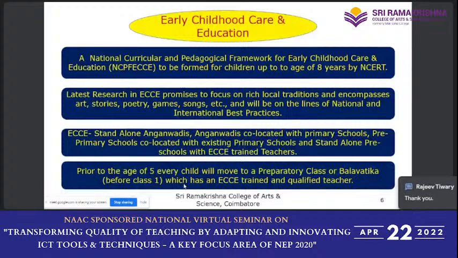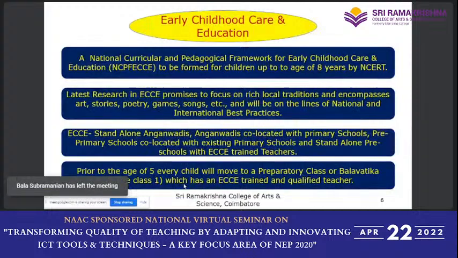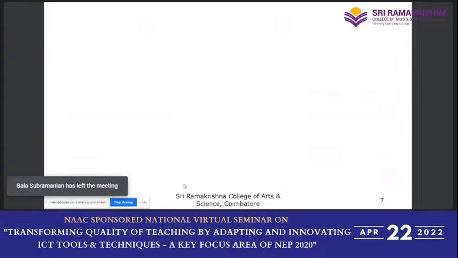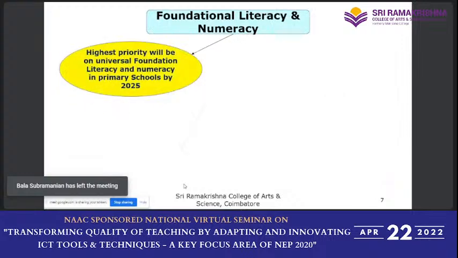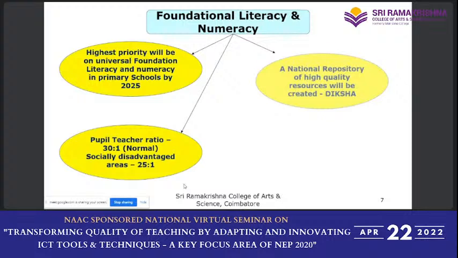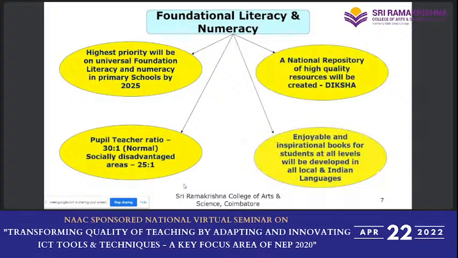Also, prior to the age of 5 years, every child will move to a preparatory class or Balavatika, with an ECCE, early childhood care and education, trained and qualified teacher, we say. So this is school related, so I'm slightly quick. All right. The next part is foundational literacy and numeracy. This is the basic thing that we have.